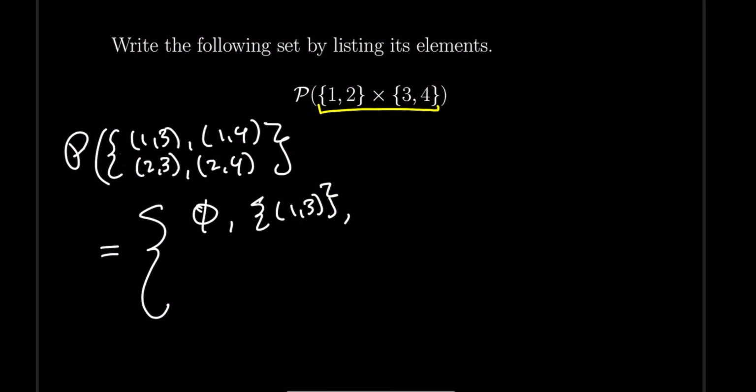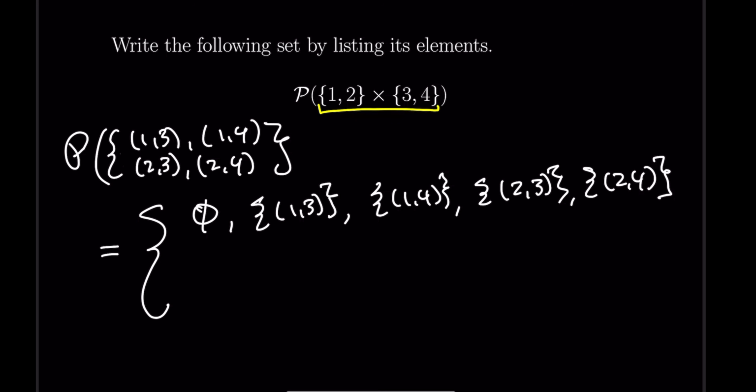So you'll have the singleton 1, 3. You might say, well, this has 2 elements, but it doesn't. This is an ordered pair, which is a single element. You have the set containing the ordered pair 1, 4. You have the set containing the ordered pair 2, 3. And then finally, the set containing the ordered pair 2, 4. So those would be 5 of our sets.